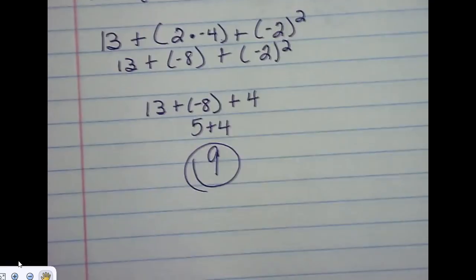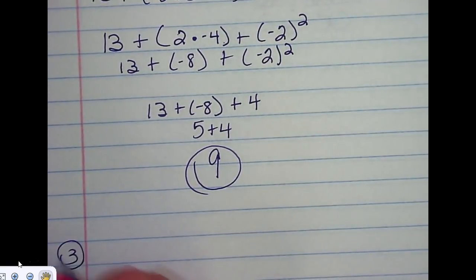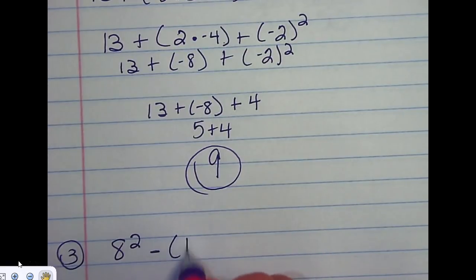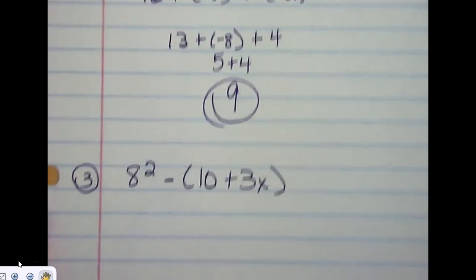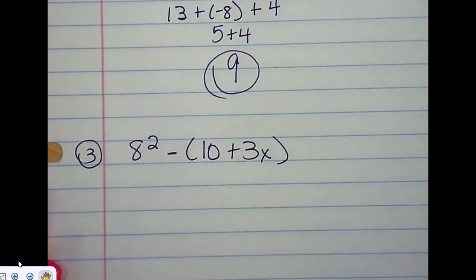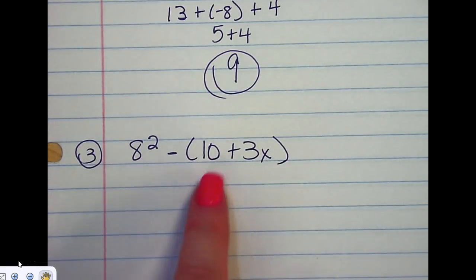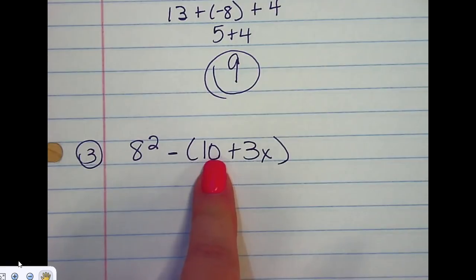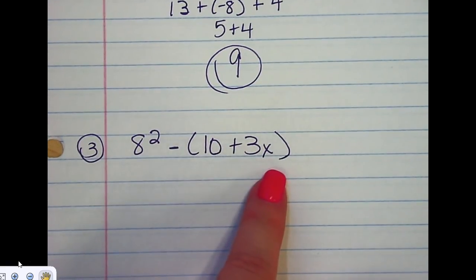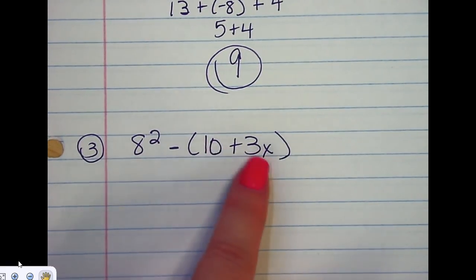All right. 3. 8 squared minus 10 plus 3x. People miss a lot of these on their homework. So the first thing that we need to do is parentheses. Anything we can do inside that parentheses? Can I add that 10 plus 3x? No, you cannot add those. Those are not the same thing.